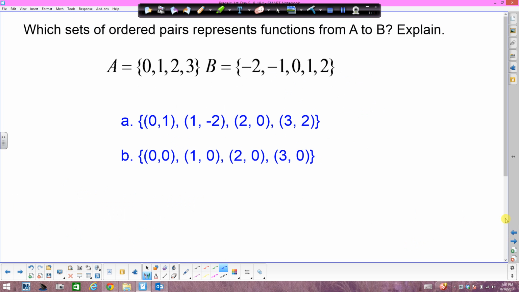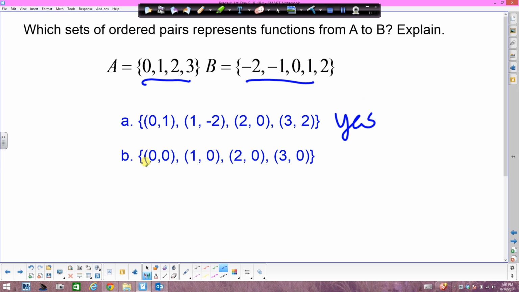So we've got to decide if these ordered pairs represent functions from A to B. So if I have 0 with 1, 1 with -2, 2 with 0, and 3 with 2, would that be a function? And we're pulling those numbers from here. So yes, this would be a function because all of the inputs are paired with exactly one output. And all of the inputs are used.